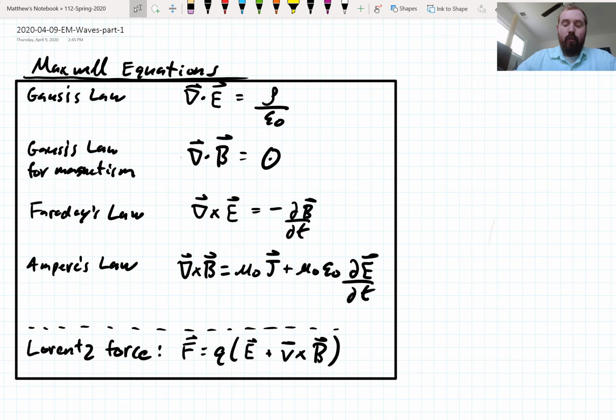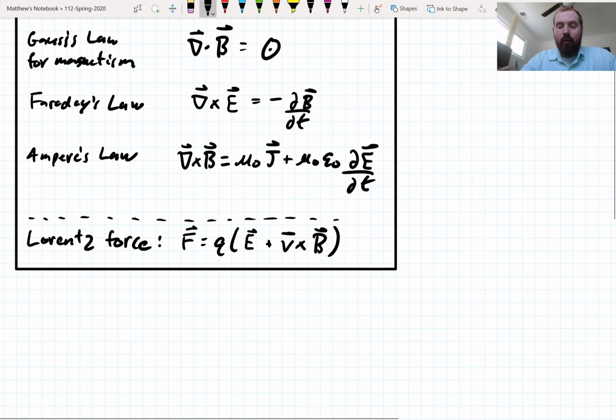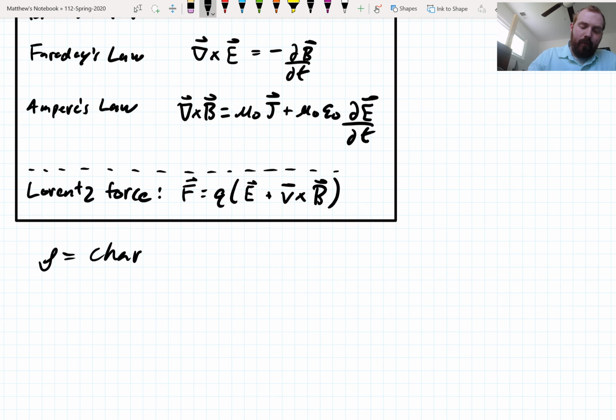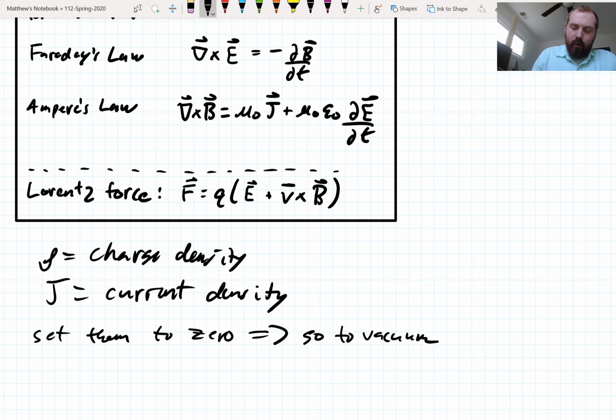And now for the new material. You see how we have these things like the rho here, or this J here. These are what we call current and charge densities. Specifically, rho is the charge density, and J is the current density. It just means the charge per volume, or current per volume. And we're going to do something interesting. We're going to set them to 0, i.e., we're going to go to the vacuum space, is another way to phrase this.